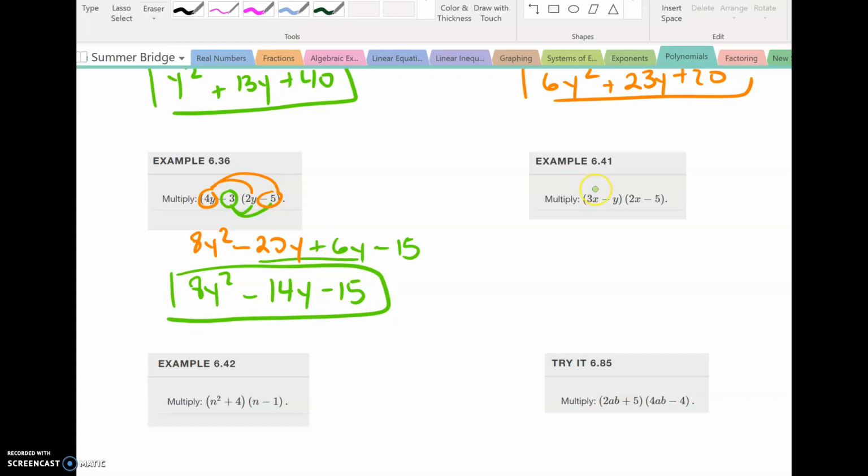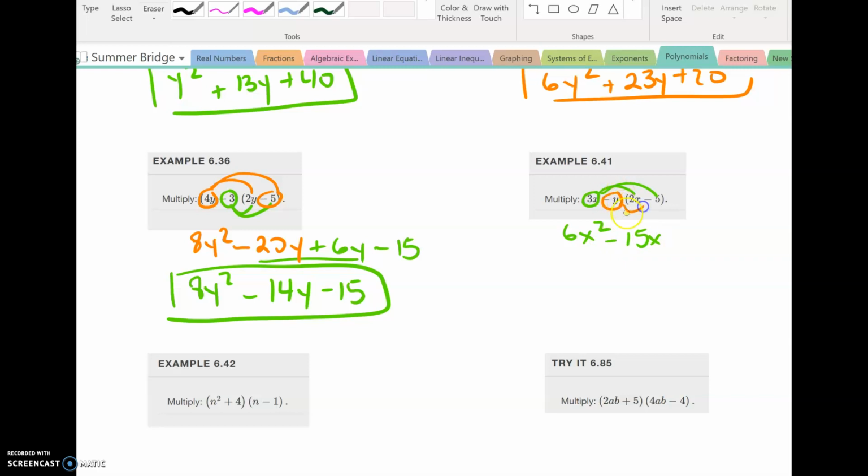Next, we take the 3x and we're going to multiply by everything in the second parentheses. So 3x times 2x is 6x squared. 3x times negative 5 is a negative 15x.